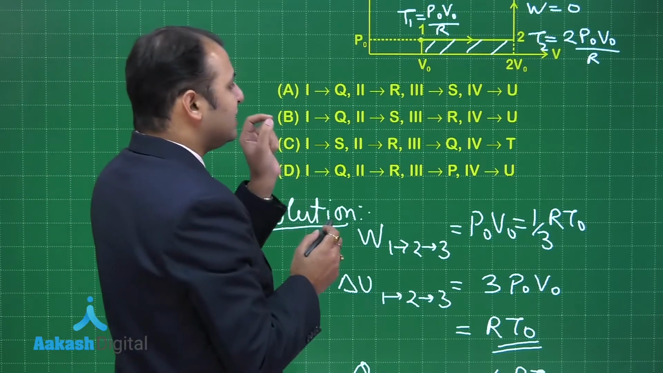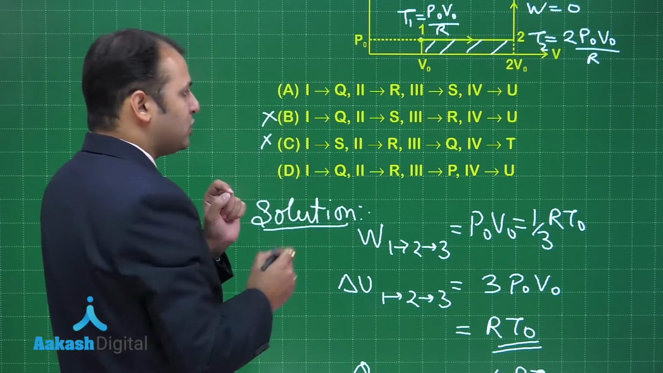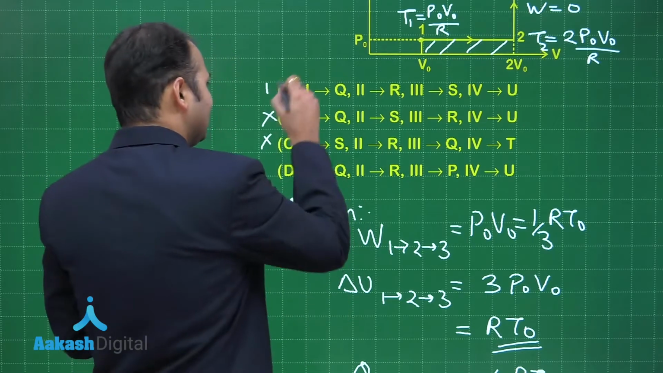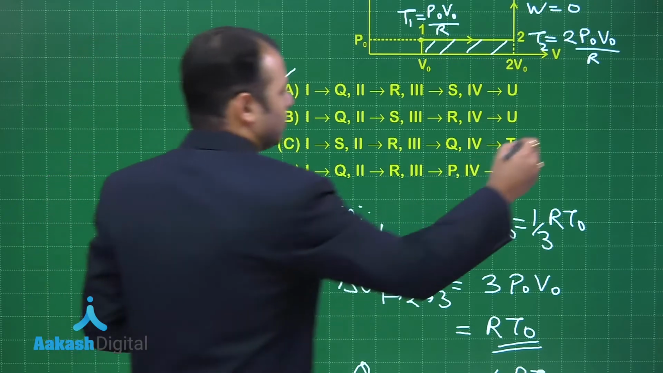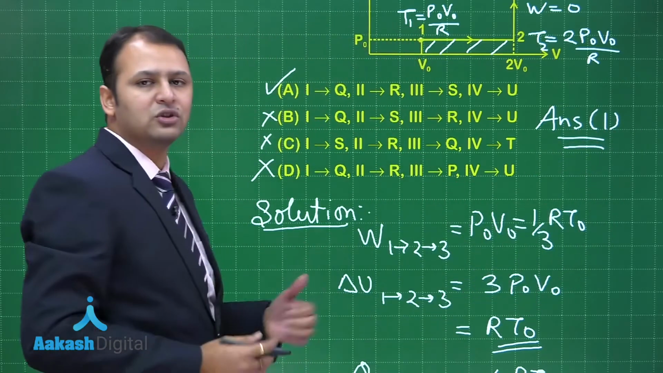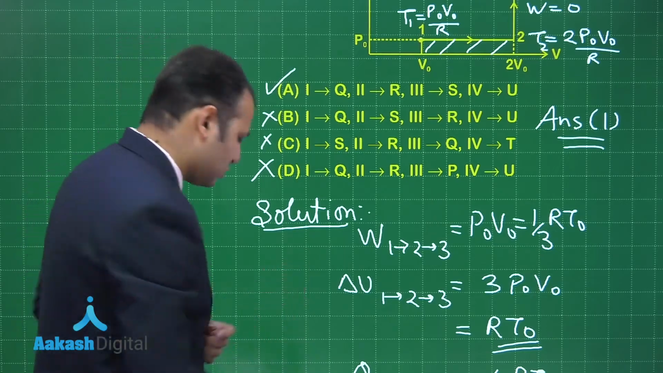Then for 2 it is R, so this cannot be the option. Now among these 2 there is a fight. For 3 it is S, so yes, this is the right answer. So the correct answer to this question would be option 1. I hope you have understood the question. Now let's move on to the next question.